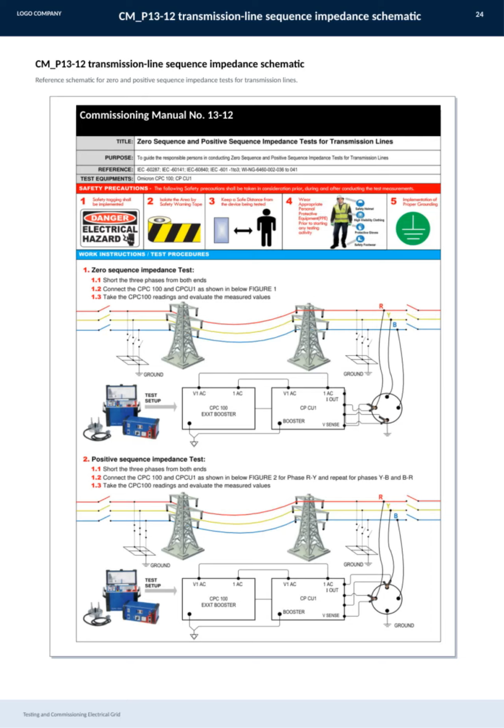Here we have the reference schematic for zero and positive sequence impedance tests on transmission lines, which is a crucial part of testing and commissioning the electrical grid. This schematic helps us understand and measure the sequence impedances accurately, ensuring the system operates safely and reliably. Accurate testing of these impedances is essential for detecting faults and maintaining system stability. This reference, from Commissioning Manual number 13 to 12, guides us through the necessary procedures to verify the transmission line's performance before it goes live.